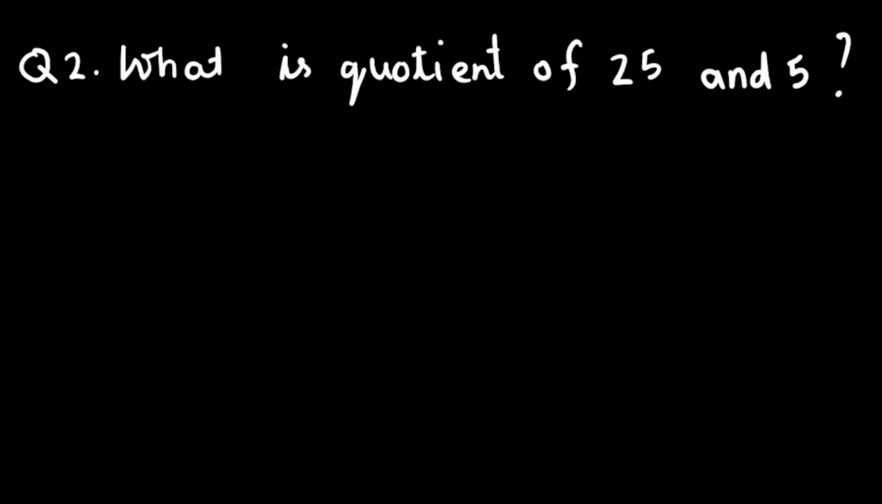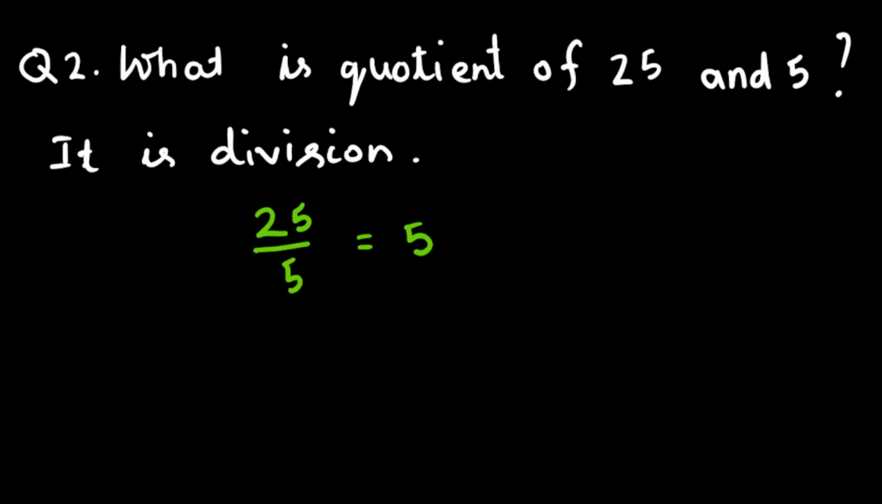Question 2. What is the quotient of 25 and 5? The given phrase is asking for the quotient, meaning it is a division of 25 by 5. So the answer is 25 divided by 5.